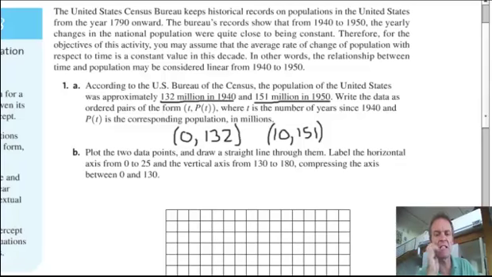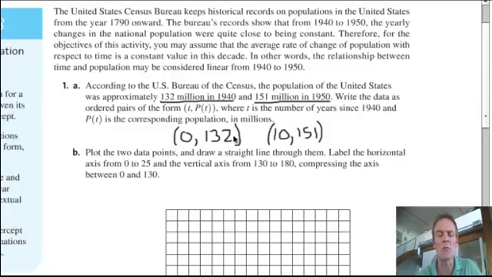Right, here we go again, in daylight. Okay, so I'm just looking at the important information here. It's about population change, going up, of course. So in 1940 it was 132 million, and in 1950 it was 151 million.